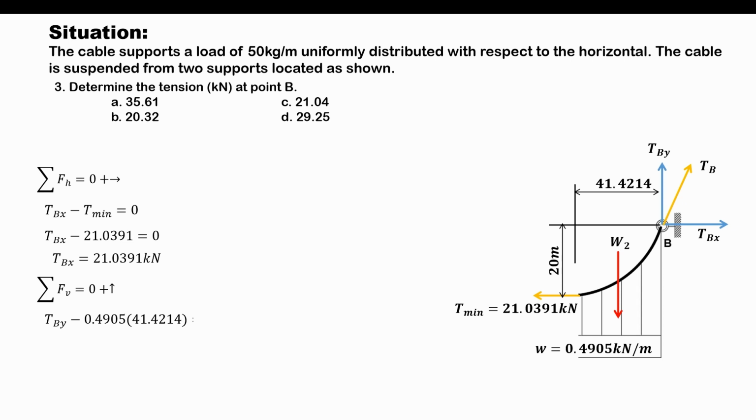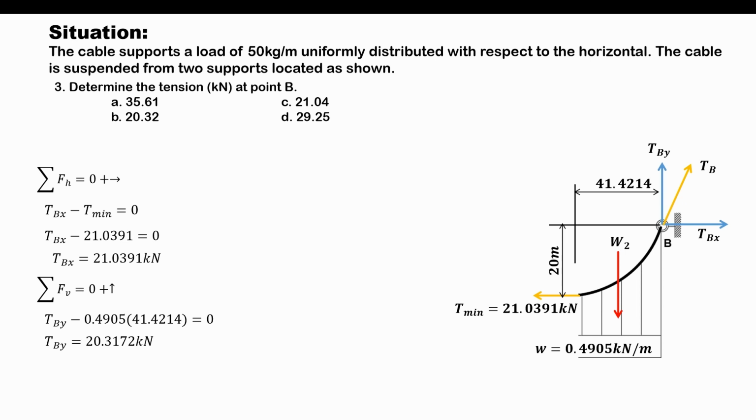0.4905 multiplied by 41.4214. Basically, this term is the value of the resultant of the weight. And there is no longer vertical forces that will be involved in this equation, hence the equation will now be followed by equal to 0. Simplifying this equation, we basically compute the vertical component of the tension at B to be equal to 20.3172 kilonewton.